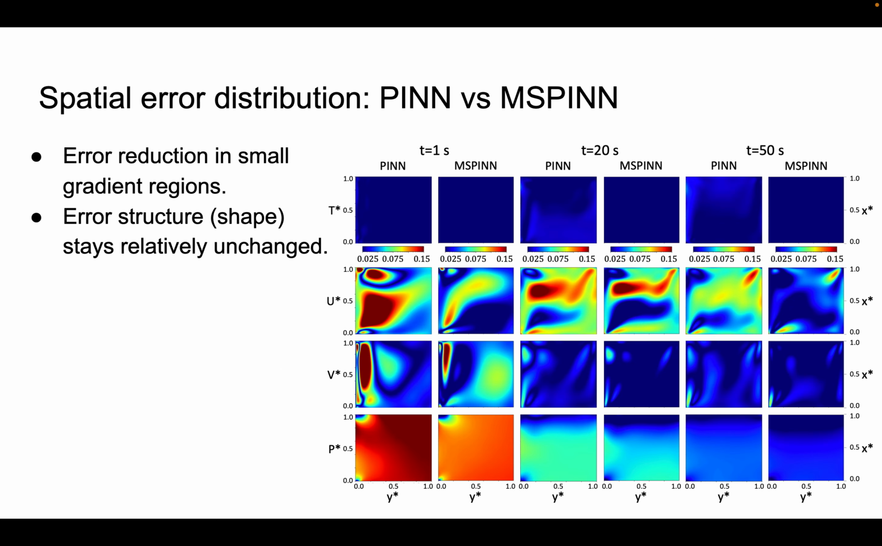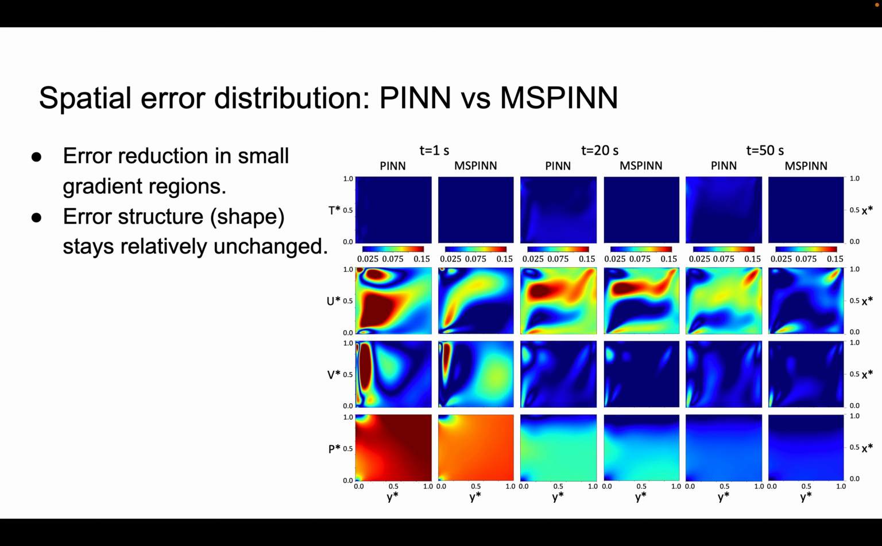And so we also look at the spatial error distribution of the PINN versus the MS-PINN. We see the error reduction in small gradient regions, and we also see that the error structure, or the shape of these regions, stays relatively unchanged. And here we show the reconstruction error at 1 second, 20, and 50 seconds, again to encapsulate the errors in these three regimes that we're looking at.